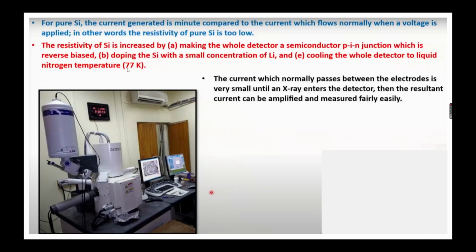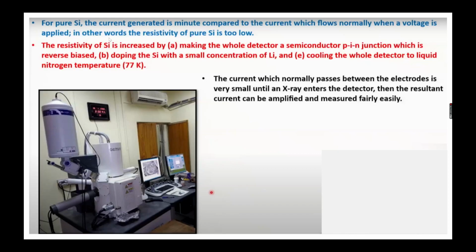So think about this 77 Kelvin, 273 means 0 degree. So what does 77 Kelvin mean? The liquid nitrogen. If you have seen liquid nitrogen, it means in degree Celsius it would be around minus 196 or 195 degree centigrade. So if you cool the whole detector to minus 196 degree centigrade, then the resistivity can be increased.